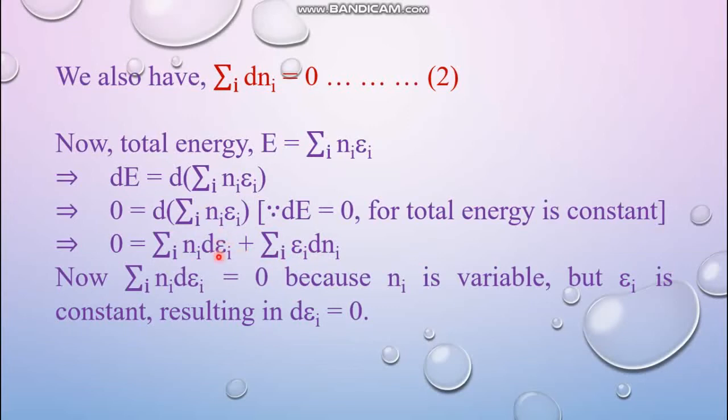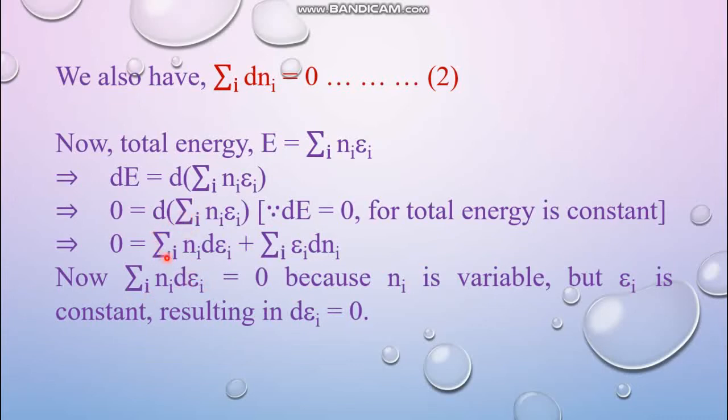So epsilon i is a constant, so its derivative is also a constant, isn't it? So it is mentioned here that ni is a variable but epsilon i is a constant, resulting in d epsilon i equals 0. If d epsilon i equals 0, then ni d epsilon i is also equal to 0, then its summation is also equal to 0.